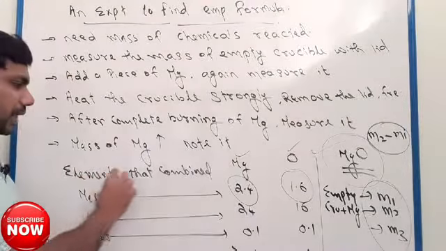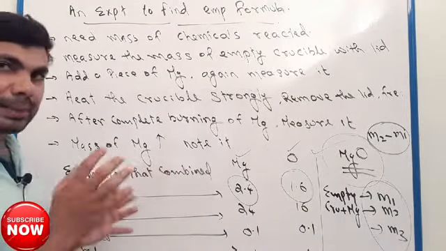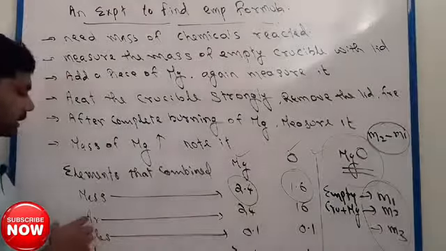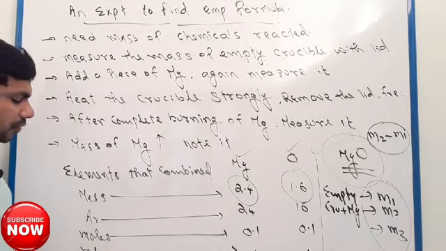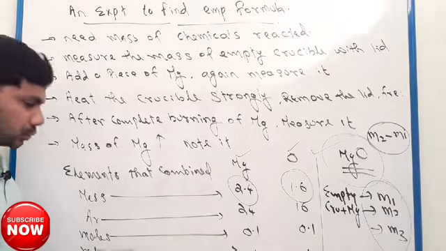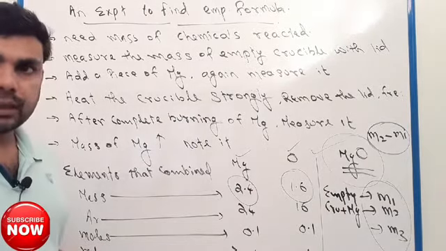We need the mass of reactants, the mass of elements combined. We need relative atomic mass. We need moles. Using moles, we will find the mole ratio. Using the mole ratio, we can find the empirical formula.